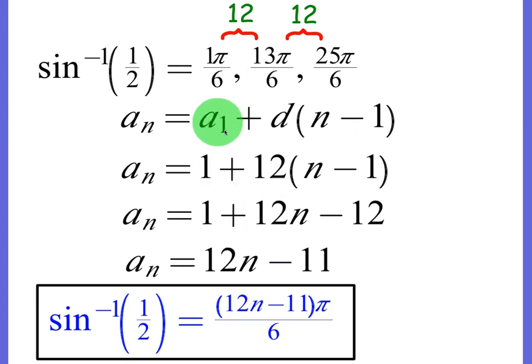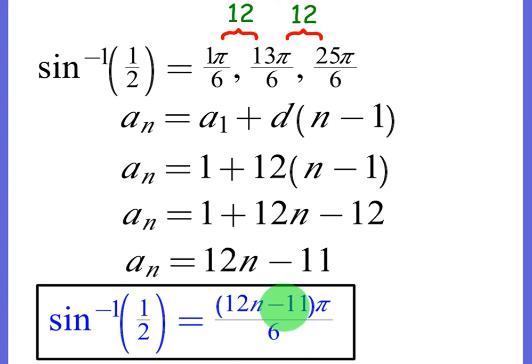First term is 1, a sub 1 is 1, common difference is 12, so the formula would be a sub 1 plus d times n minus 1, 1 plus 12 times n minus 1. So then you would distribute the 12 into the n and 12 into the minus 1, so it would be 1 plus 12n minus 12. The 1 and the minus 12 combine to minus 11, so in general that means each of these coefficients can be simplified to 12n minus 11, and again the pi over 6 stays the same. So that's one of our formulas, okay? It's not the only one, it's one of them.